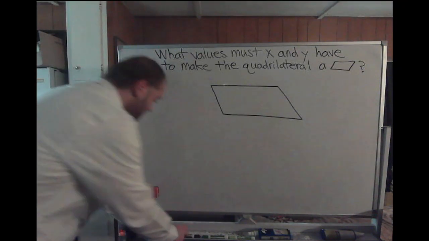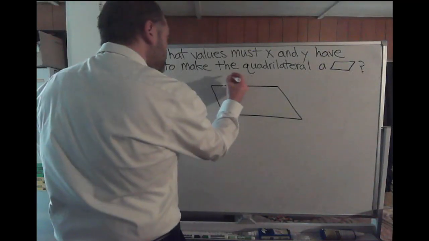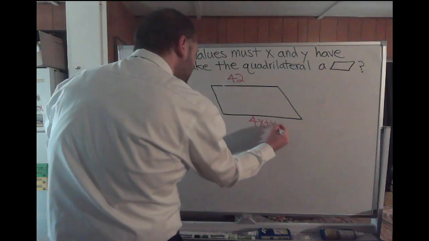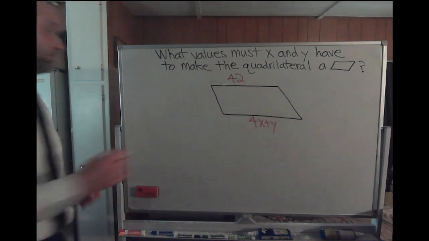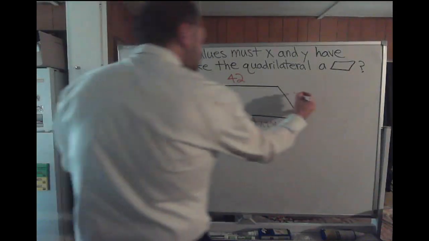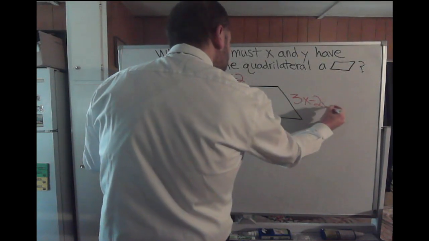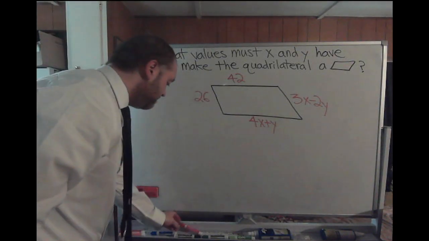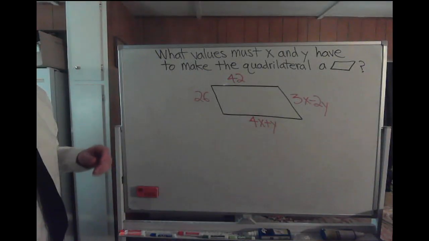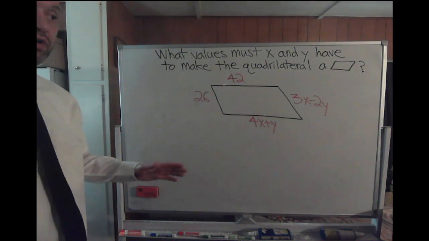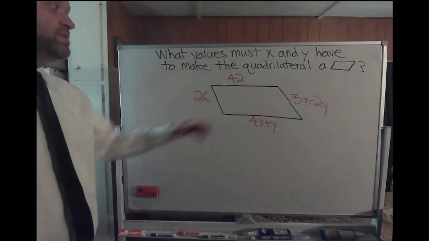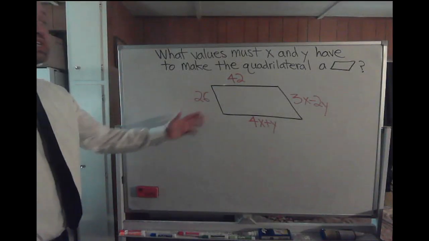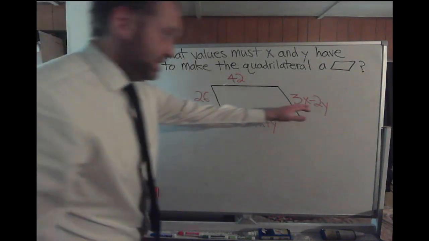Okay, no diagonals for this one, so that's nice. So 42 here, 4x plus y here, then we have 26 here, and then 3x minus 2y for this side. Alright, so again, we want to solve for the values of x and y that would make this quadrilateral a parallelogram. So we need to assume that this quadrilateral is a parallelogram to be able to solve this. Well, what do we know about the sides of a parallelogram? That both pairs of opposite sides are congruent.